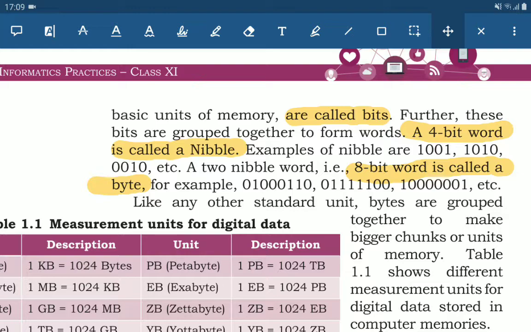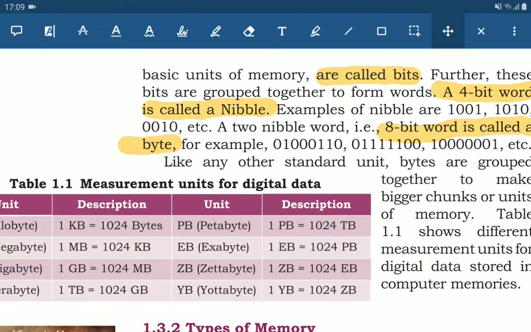So next is byte. An 8-bit word is called a byte, or you can say when two nibbles are together. One nibble is of 4 bits, and when you have two nibbles together, then it makes 1 byte. For example, 10000110. Now here the 8 bits are together. Whenever 8 bits are together, that means it makes 1 byte.